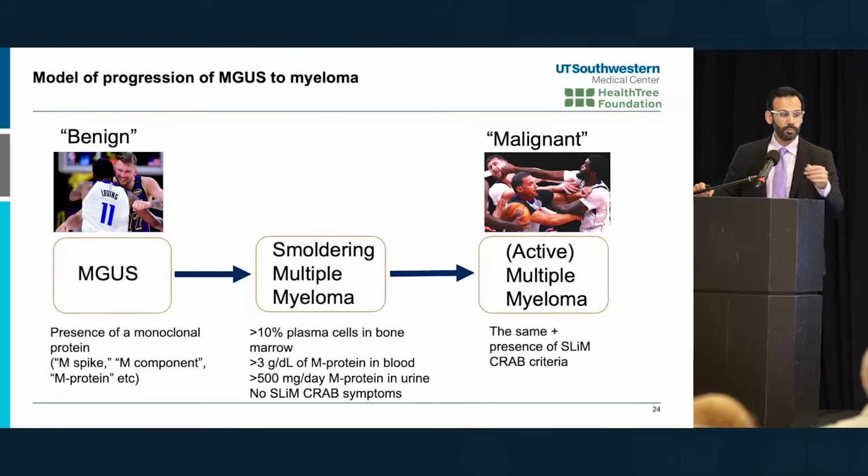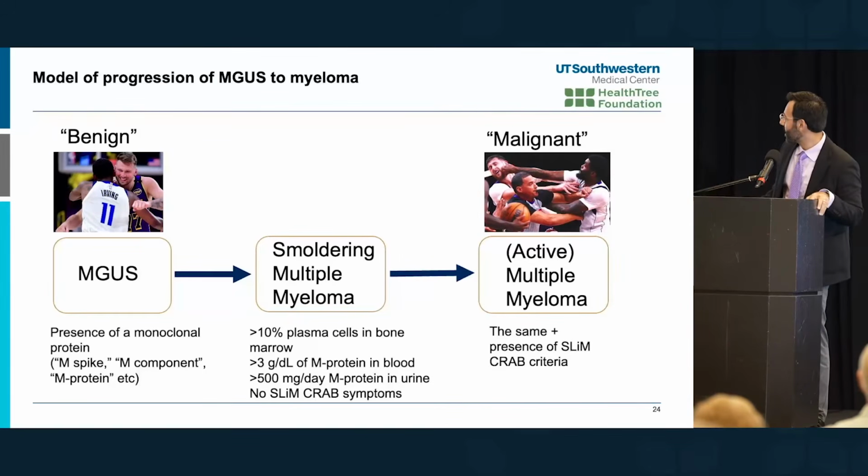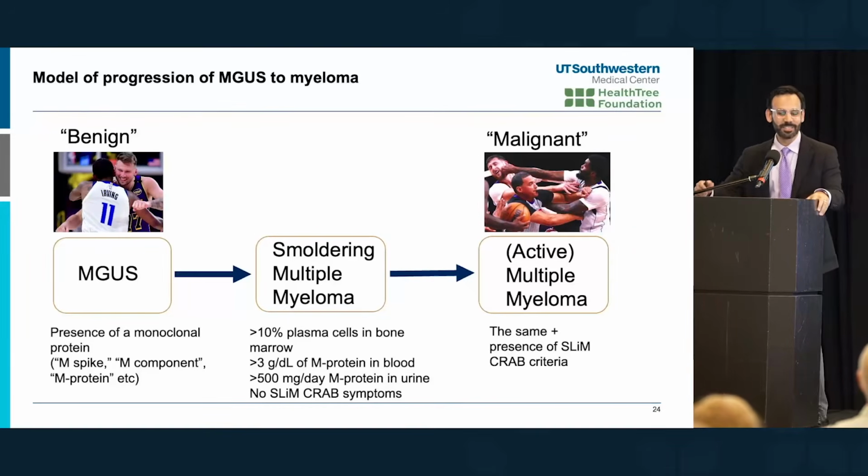So this is the model of progression that you've probably seen in some other patient education handbooks. MGUS on one end, smoldering in the middle, active multiple myeloma on the end there. I've taken some pictures of some real live Mavericks situations to kind of put that into context for you.